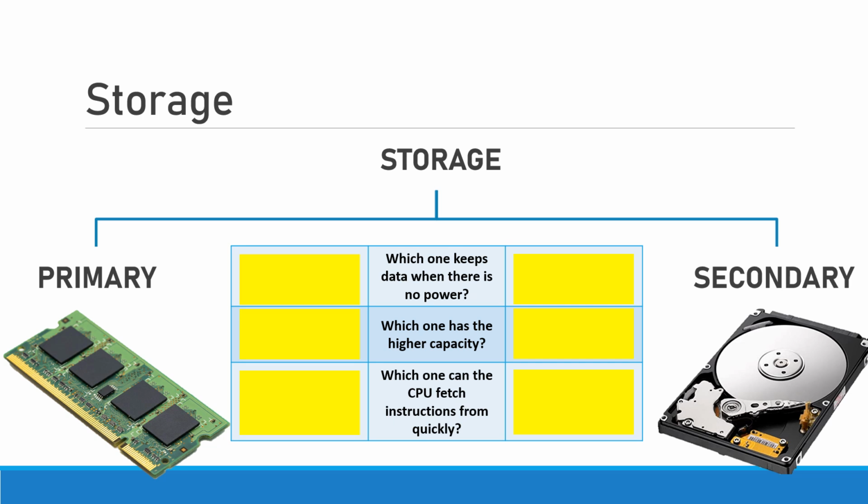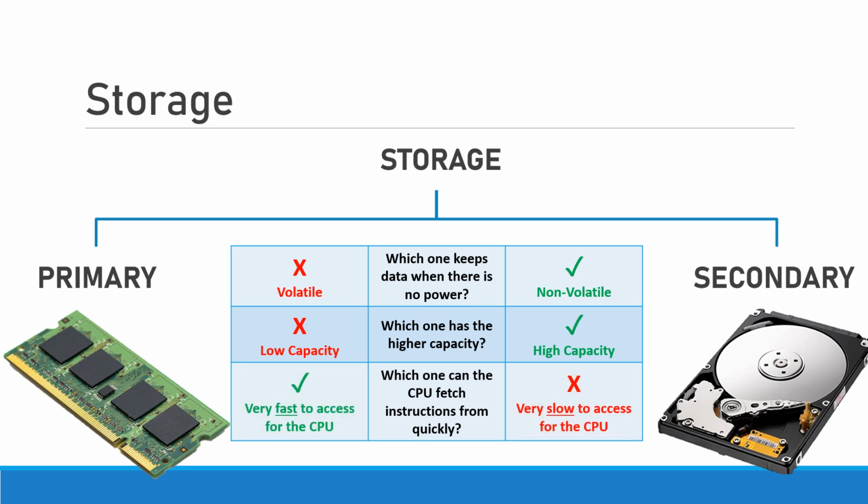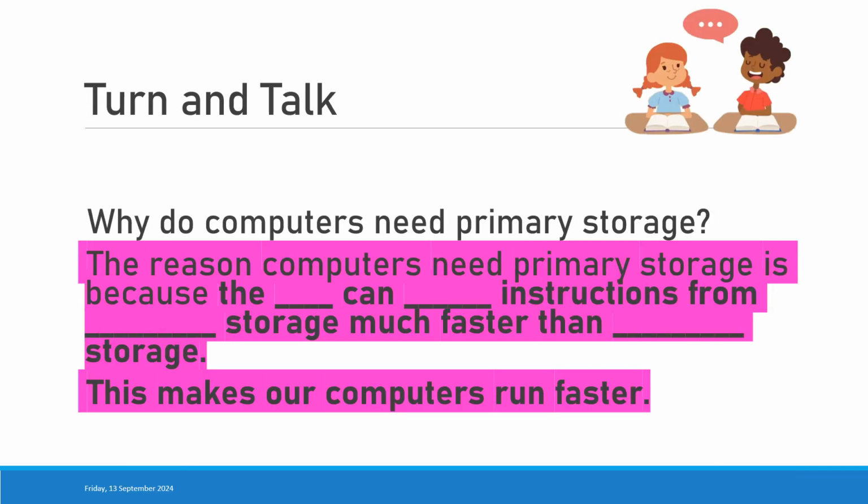So, which one keeps data when there is no power? That is, of course, secondary storage. It's non-volatile. Primary storage is volatile. Primary storage also has a really low capacity, whereas secondary storage has a high capacity. You can store more in it. But, bottom line, the CPU can fetch instructions from primary storage over 100 times faster than secondary storage. And when you're fetching billions of instructions per second, that makes a big difference.